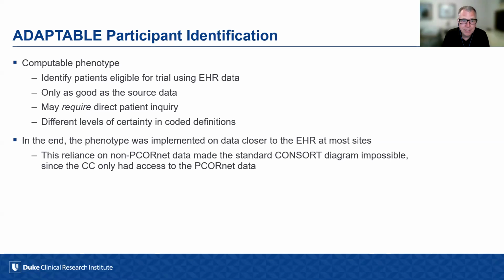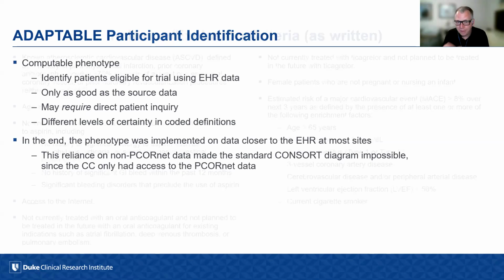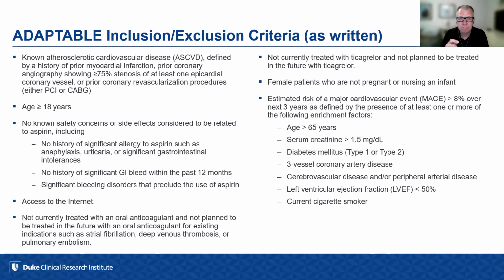So computable phenotypes only work if the definitions are easily implementable in data like PCORnet. So these were the inclusion-exclusion criteria as written in the protocol, and they were very traditional. You just look at this list and think to yourself, what might be readily available in structured EHR data? And it's not everything, right? So the things not in red were things that we actually were able to implement in PCORnet.